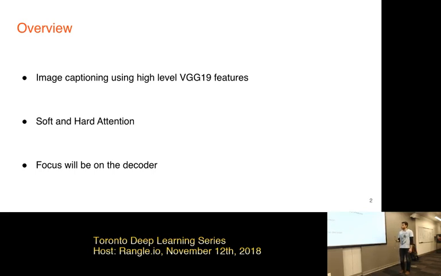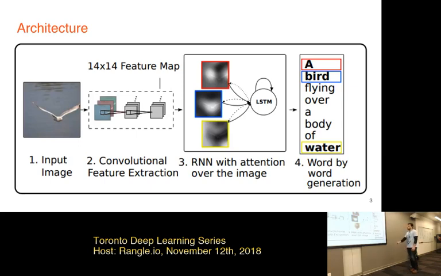So if we look at the architecture, we have an input image that is fed into a pre-trained VGG19 CNN, and we extract the 14 by 14 feature map. This feature map is then fed into an RNN, which computes the attention values over the image, which are then used to output the words one by one. Simple enough. This part is more or less straightforward, so we will be diving into the second part of the architecture.